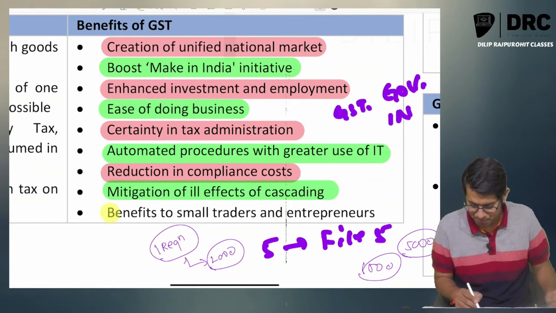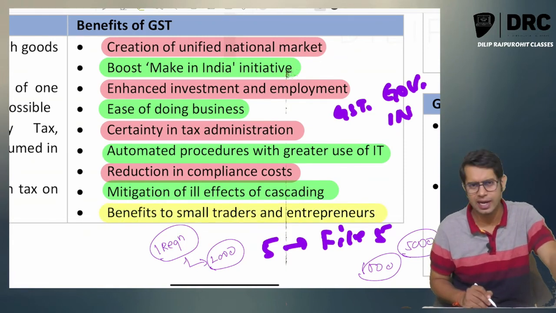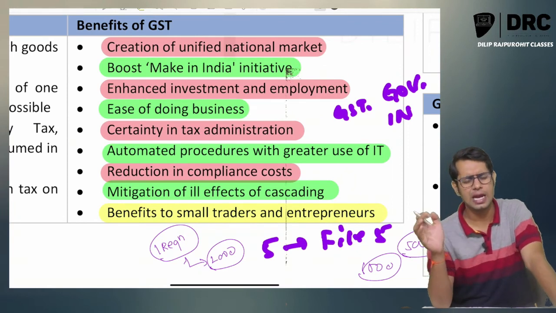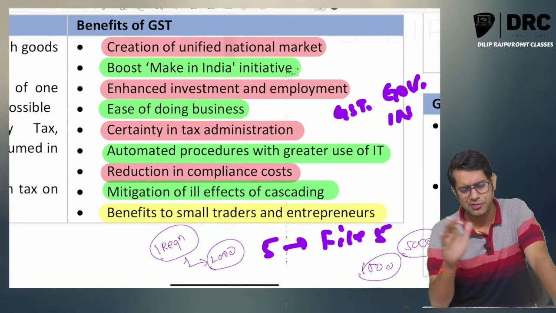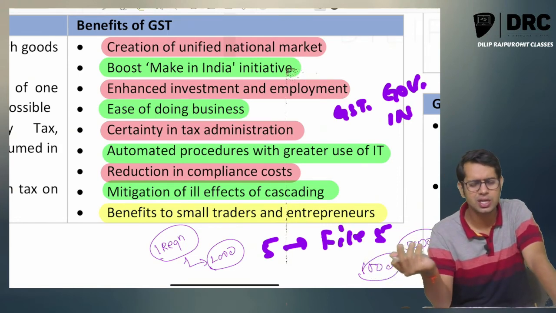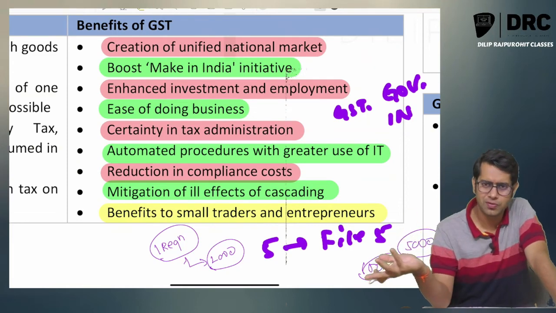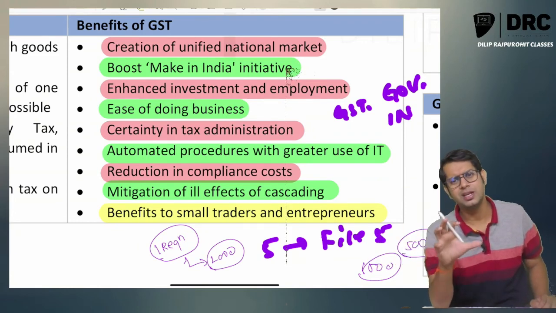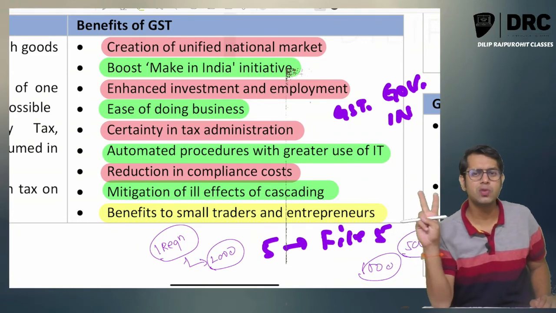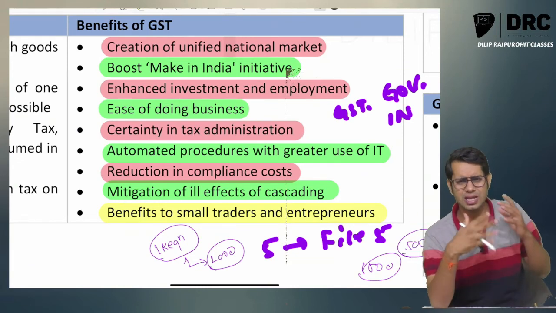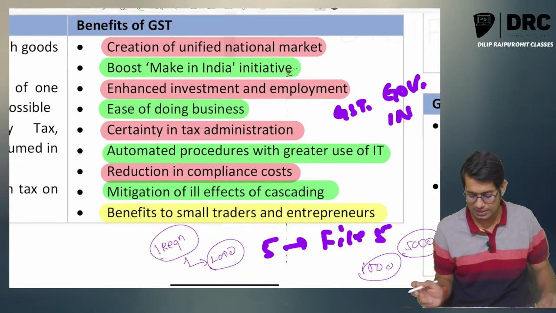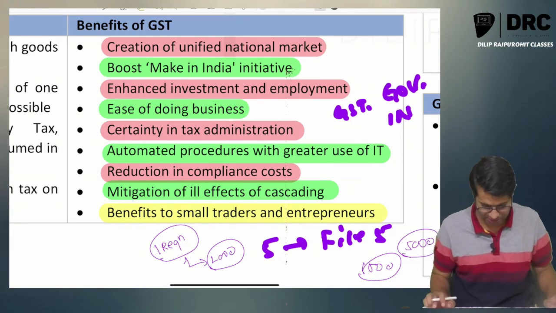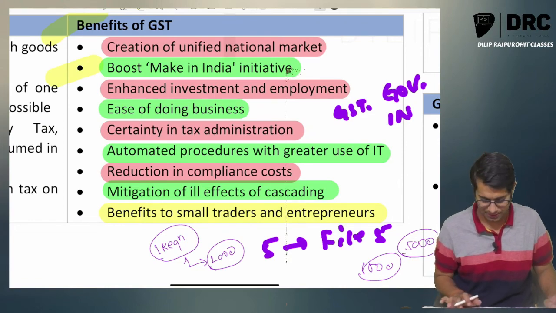It is also beneficial to small traders and entrepreneurs. It is very easy to understand. Before, under VAT law, the limits were different: if your turnover was more than 5 lakh rupees, you had to take registration. Some states had a turnover limit of 1 lakh rupees, some said if your turnover is more than 10 lakh, you have to take registration. But under GST law, the turnover limit is 20 lakh. Only if your turnover crosses 20 lakh do you have to take registration, which is beneficial to small traders and entrepreneurs. They can decide and plan to take their registration accordingly. So these are some of the benefits of GST.